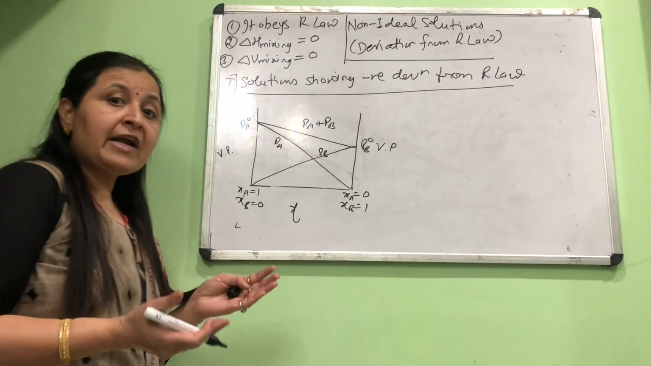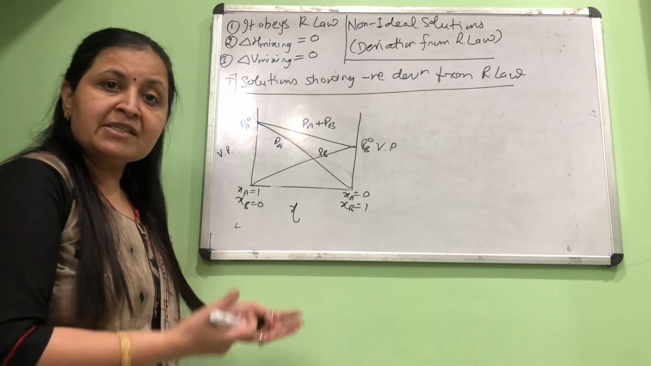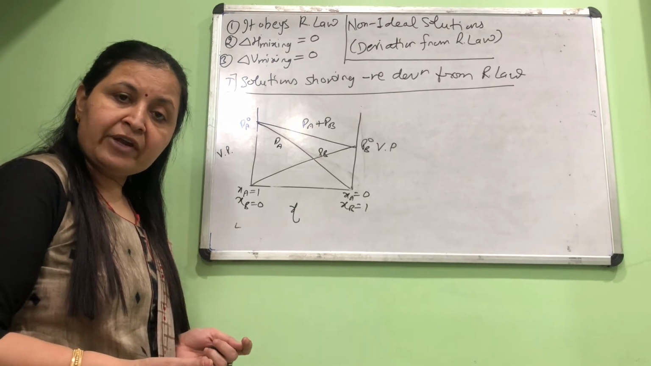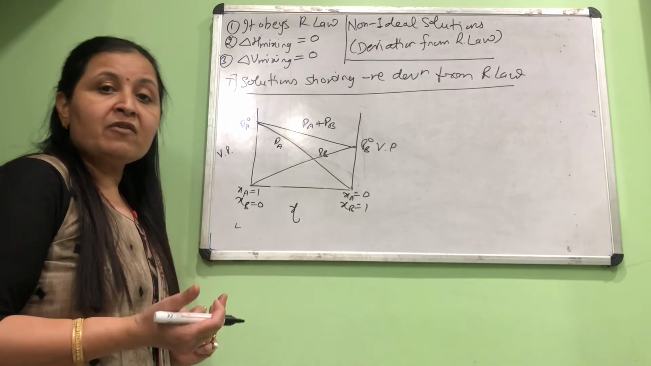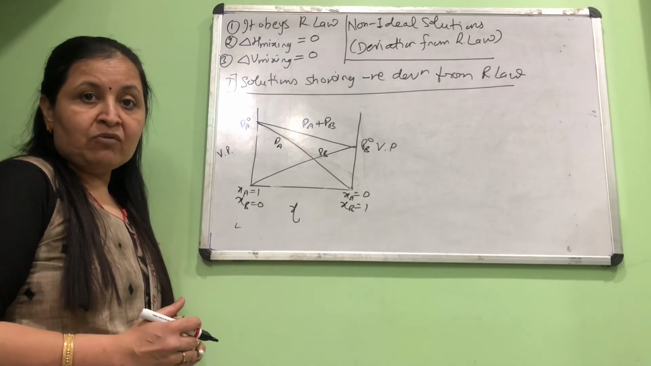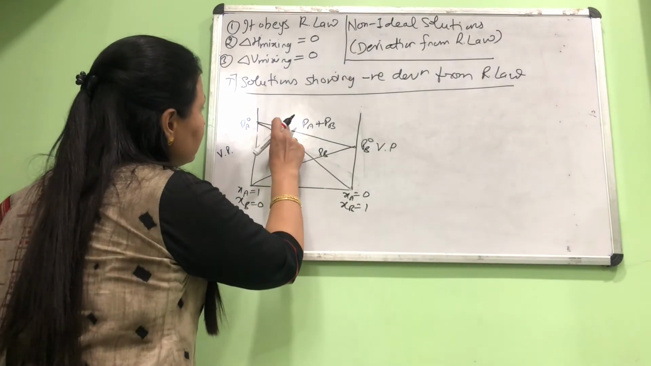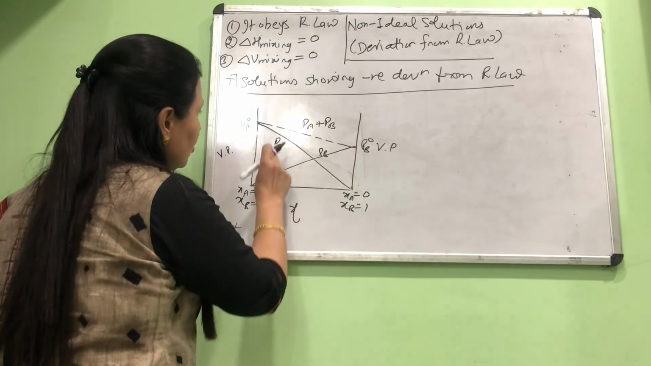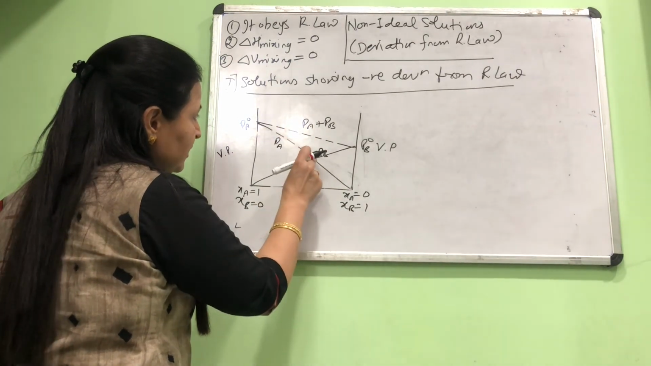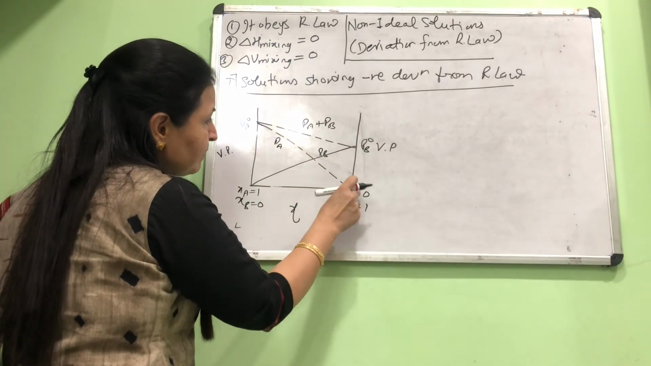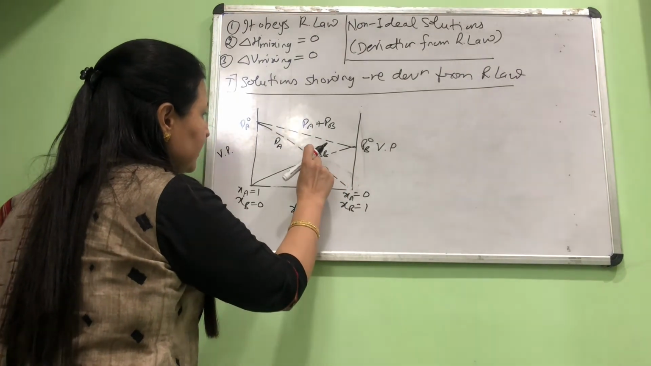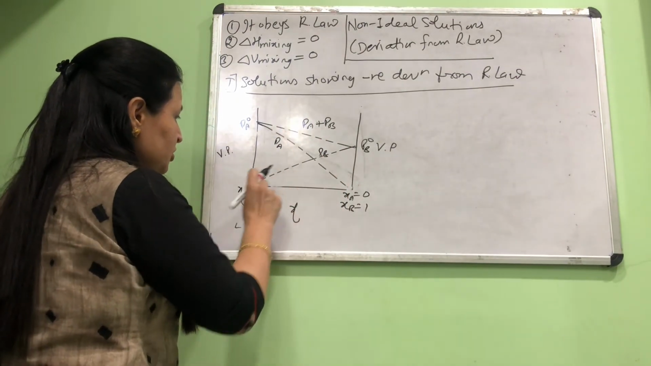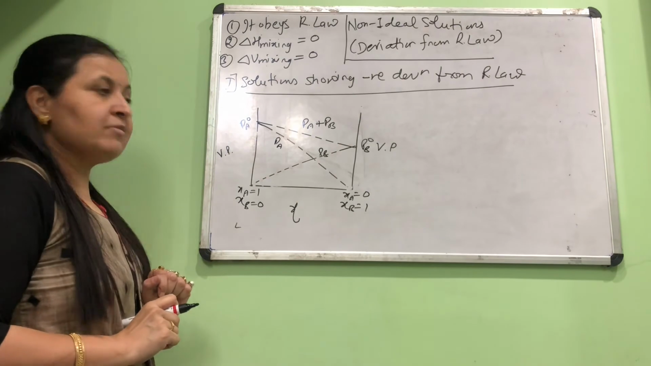But what is a non-ideal, negative deviation? When we say the solution is showing negative deviation, the observed vapor pressure is less than what you are expecting. So I'll convert this ideal behavior to a dotted line to have only a reference, और इस reference के comparison में एक non-ideal negatively deviating solution कैसे vapor pressure show करता है हम देखेंगे.